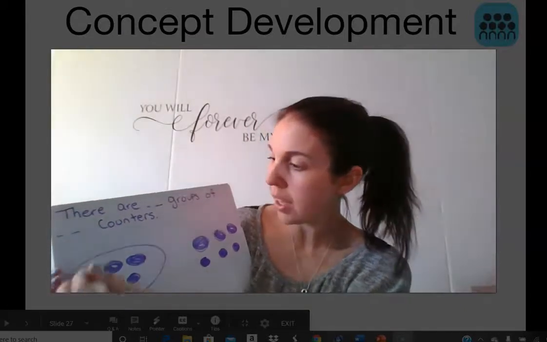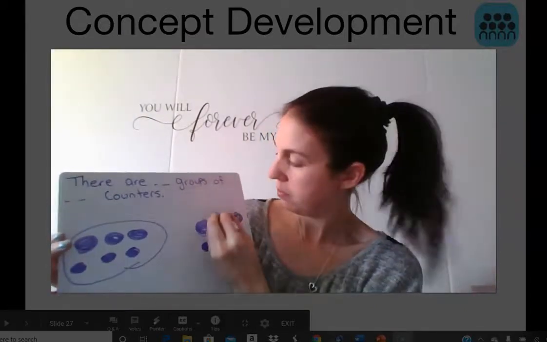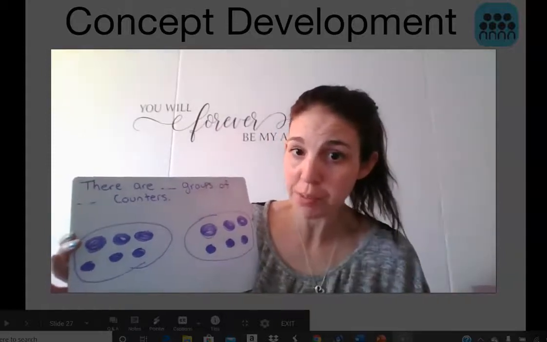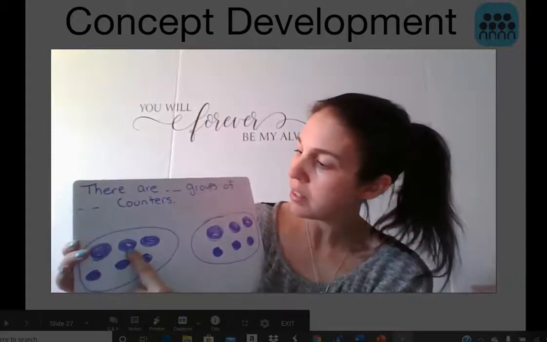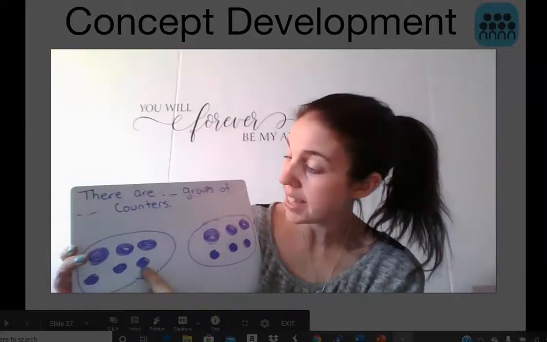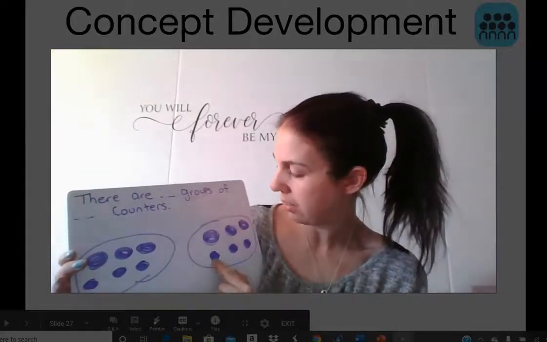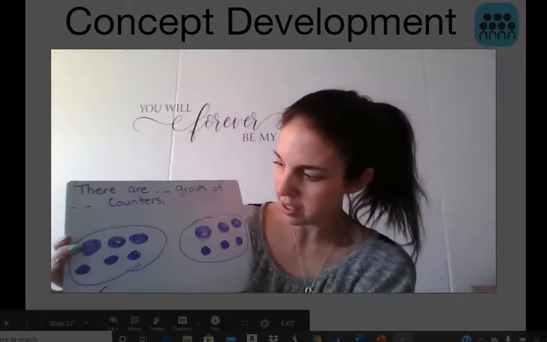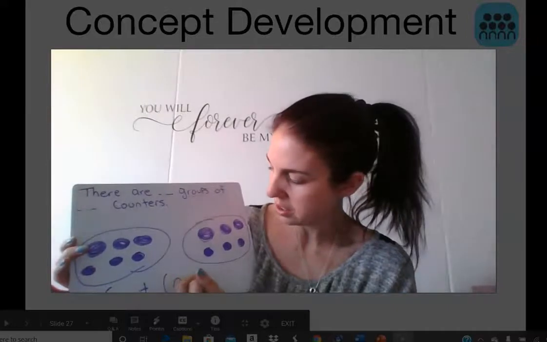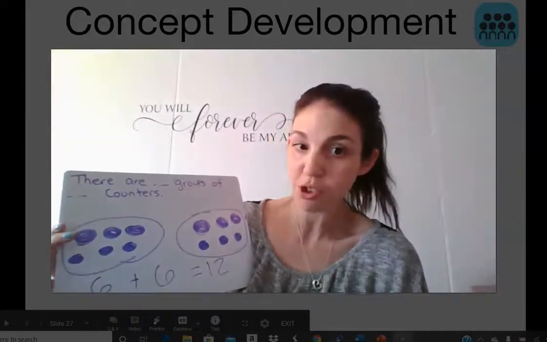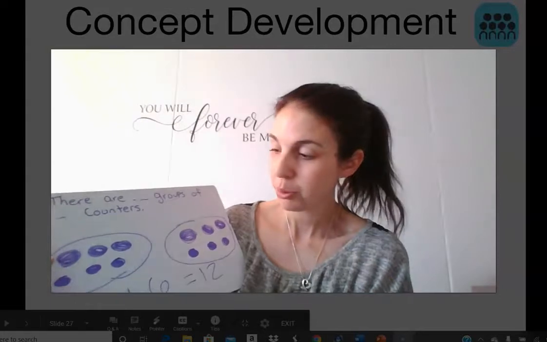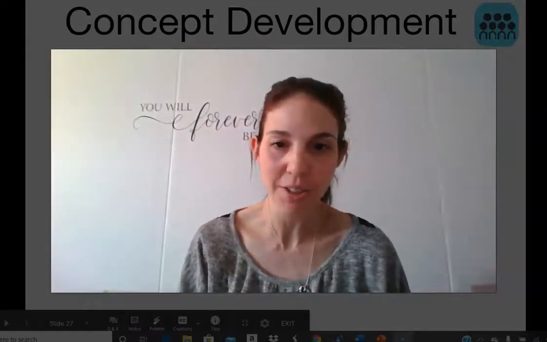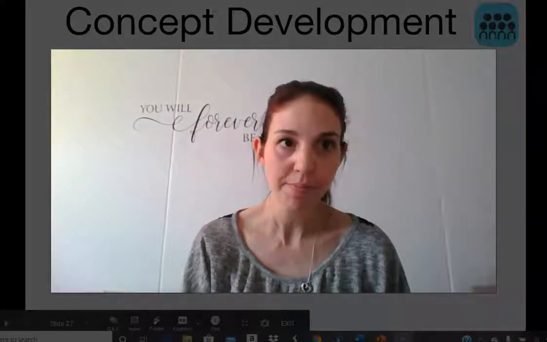So I have 1 group, 2 groups. Do they have the same in each group? Are the groups equal? Let's see. 1, 2, 3, 4, 5, 6. 1, 2, 3, 4, 5, 6. Oh, so that also tells me 6 plus 6 equals 12. Okay. Is that what you guys got too? Did you do the same thing that I did?